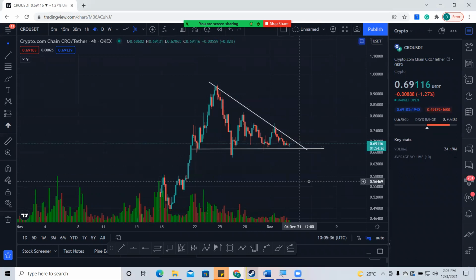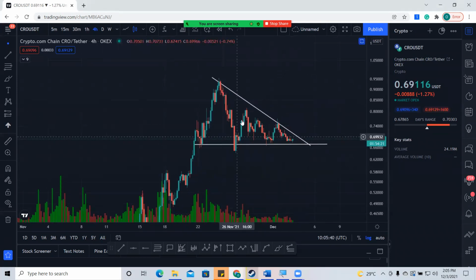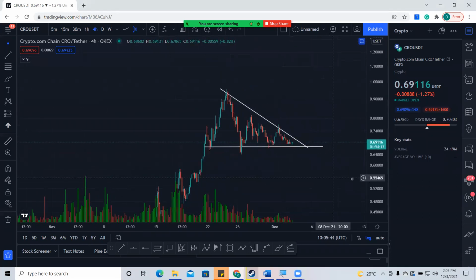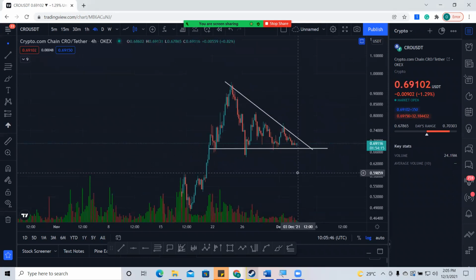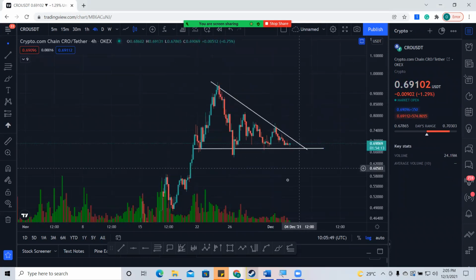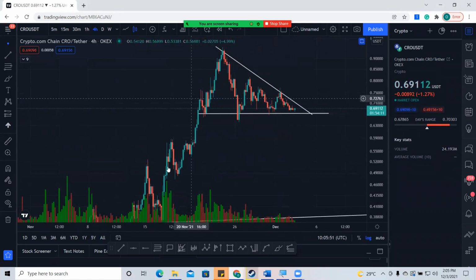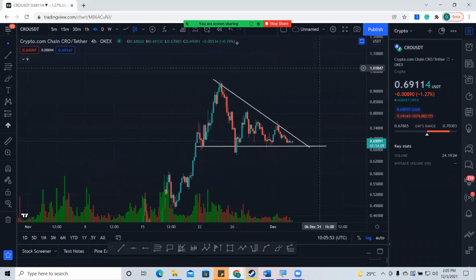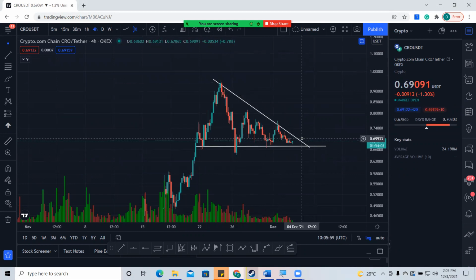So let's quickly see what's going on with CRO, Crypto.com's native token. As we know, CRO has been in this descending triangle overall. Descending triangles are bearish patterns. Normally, they break to the downside whenever they have a good run up and then create something like this, when there's a reversal or a slight pullback for a correction.